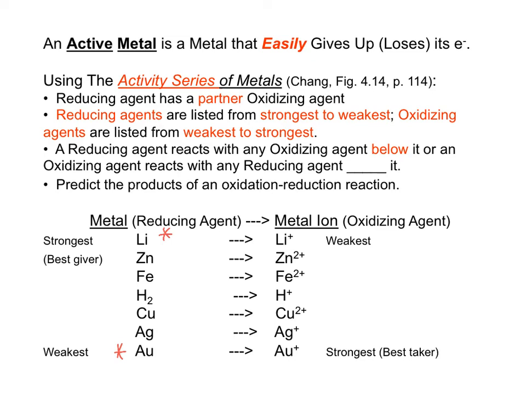Here's how we can use this table. A reducing agent reacts with any oxidizing agent below it on the table. We can use this to predict the products of an oxidation-reduction reaction. In the previous slide, we saw that zinc reacts with copper 2 plus ion to form copper metal and zinc 2 plus ion. So the oxidizing agent has to be strong enough to react with the reducing agent. Note that lithium ion is not a strong enough oxidizing agent to react with zinc.